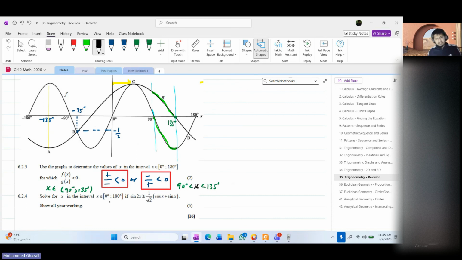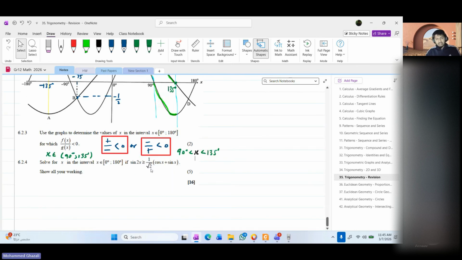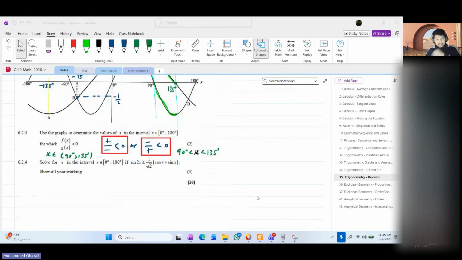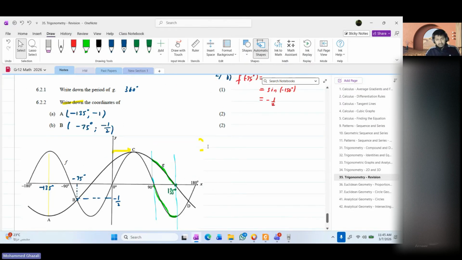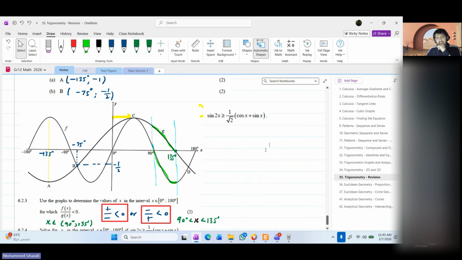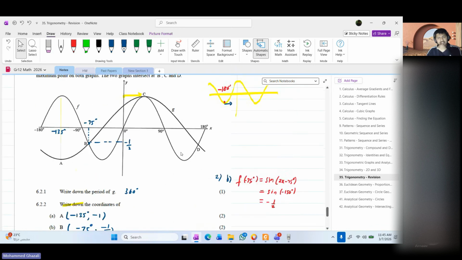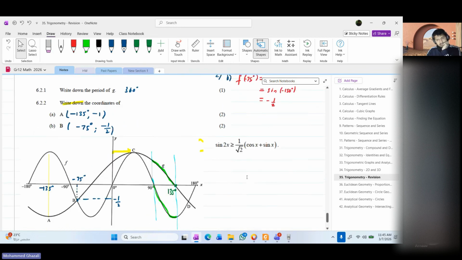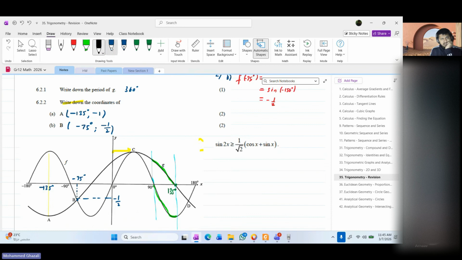Next one. Solve for x in the interval. Now watch how they have given us this question. Very fancy. And it's 5 marks, all right? So I'm going to do it on the side over here. Why did they give us 1 over root 2 cos x sin x? There's a reason why they give you that. We know sine 2x. What is sine 2x? Sine 2x is f of x. Now, how are you going to make this g of x? That's what they want to see, if you understand this.